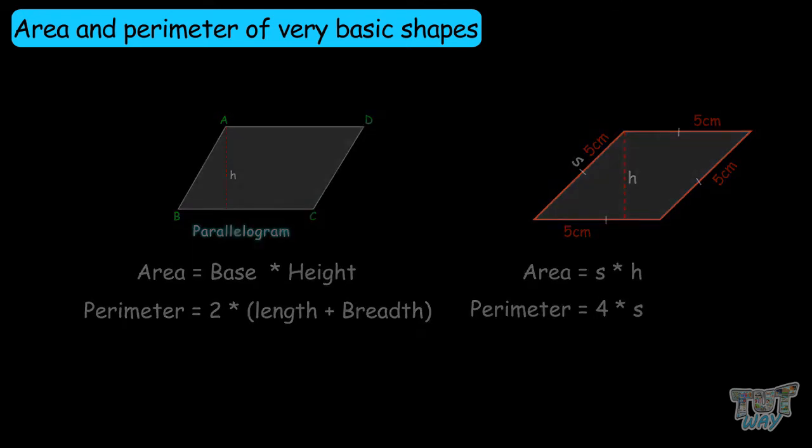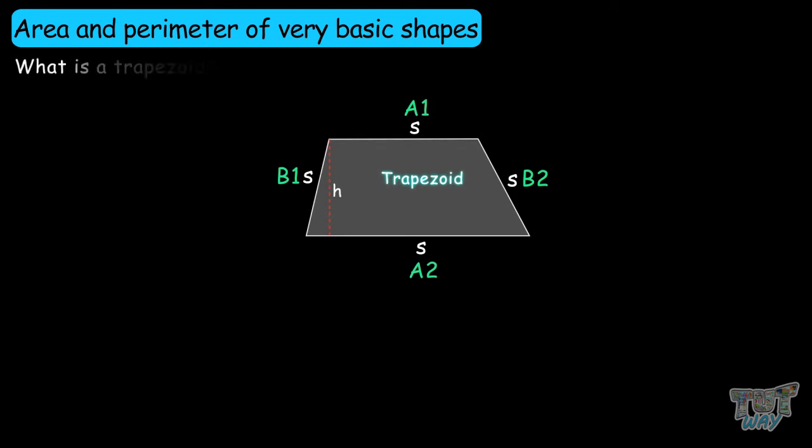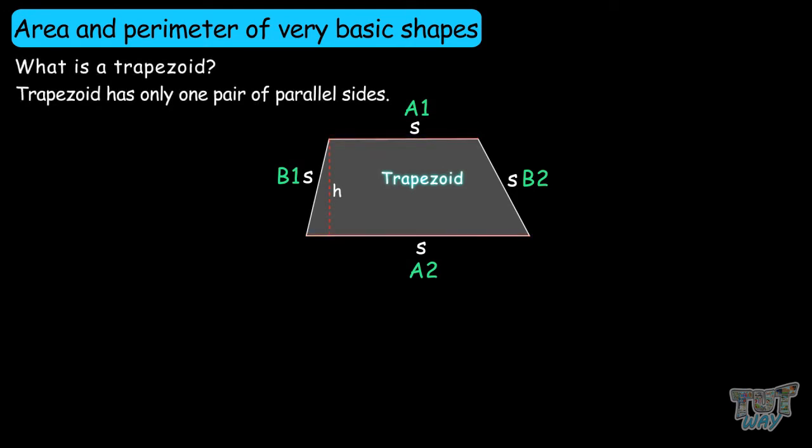Now let's move on to the trapezoid. What is a trapezoid? A trapezoid only has one pair of parallel sides, unlike the parallelogram which has 2 pairs of parallel sides. In a trapezoid, you only have one pair of parallel sides. It is a quadrilateral with one pair of parallel sides, and the other pair of sides are not necessarily equal or parallel.